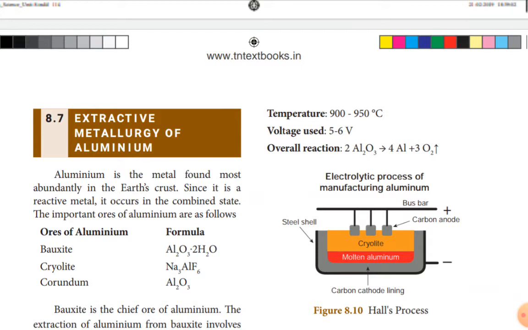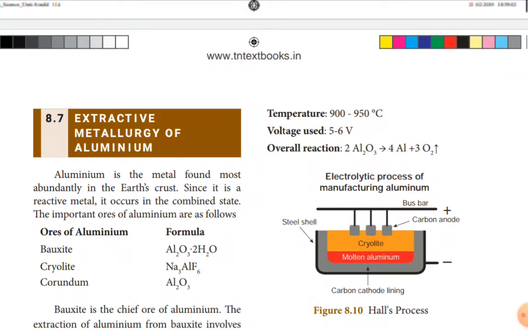Now see the first introduction. Aluminum is the metal found most abundantly in the earth crust. It is a reactive metal obtained in the combined state. So in this para you have to underline three important terms. Abundantly obtained in the earth crust, that is existing in large quantity, and this is a highly reactive element. Because of high reactivity, these metals will not be obtained in the free state. They will always be obtained in the combined state along with some other element.